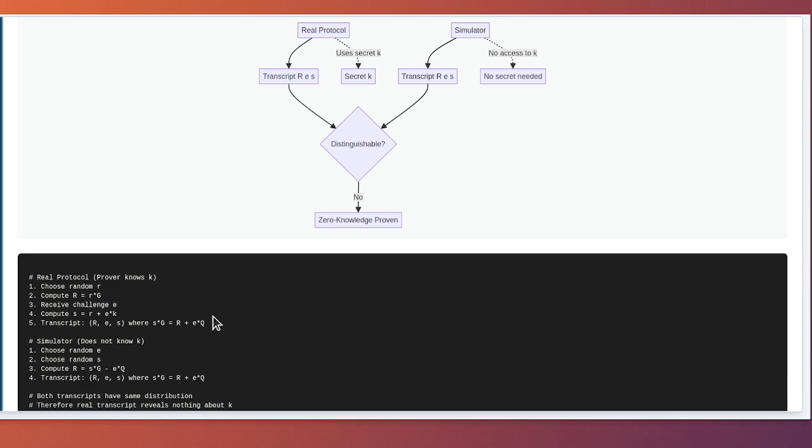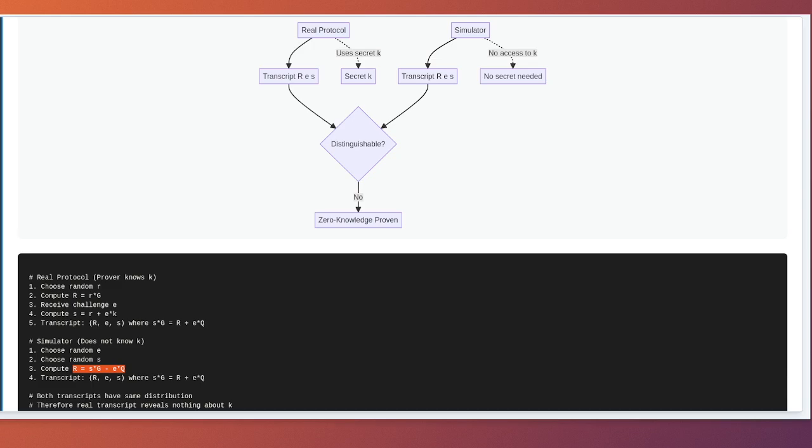Moreover, if E and S are chosen uniformly at random, then R is also uniformly distributed over all possible commitment values. The key insight is that the simulated transcript has exactly the same probability distribution as a real transcript. In both cases, E is uniformly random. S is uniformly random. In the real protocol, S equals R plus E times K, where R is uniformly random, and this makes S also uniformly random, and R is determined by the verification equation. Since we cannot distinguish simulated transcripts from real transcripts, the real transcripts must not contain any information about K.